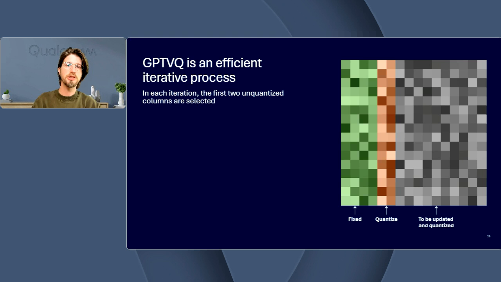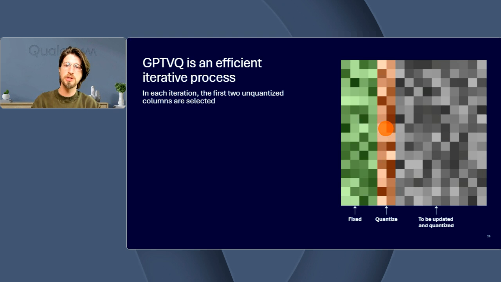GPT-VQ is an efficient method that iteratively quantizes groups of columns. In this example, we focus on 2D vector quantization, where we quantize a pair of columns at a time. In this figure, green columns indicate weights that are already quantized, while gray columns indicate weights that are still in FP16 and still need to be quantized. In each iteration of this algorithm, we select the first 2 unquantized columns. They're indicated here with these orange values.